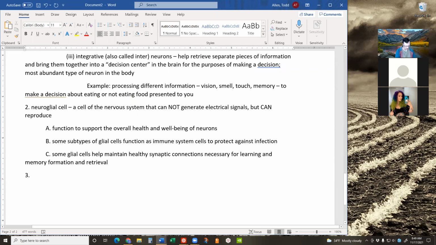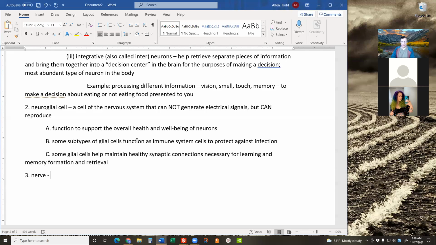Next, number 3, nerve. The term nerve, okay? A nerve refers to a bundle of hundreds to thousands of axons. So axons, right, are the long cytoplasmic extensions off the cell body of a neuron. Okay, you can see that in figure 12.2. We're going to be talking about figure 12.2 in about 60 seconds here.